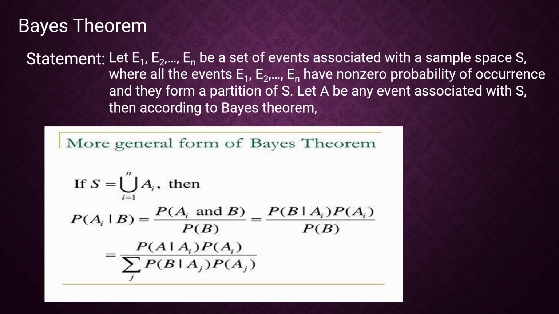Bayes theorem. Let E1, E2, and so on up to En be a set of events associated with sample space S, where all the events E1, E2, and so on up to En have non-zero probabilities of occurrence and they form a partition of S. Let A be any event associated with S, then according to Bayes theorem, this is the formula for Bayes theorem.